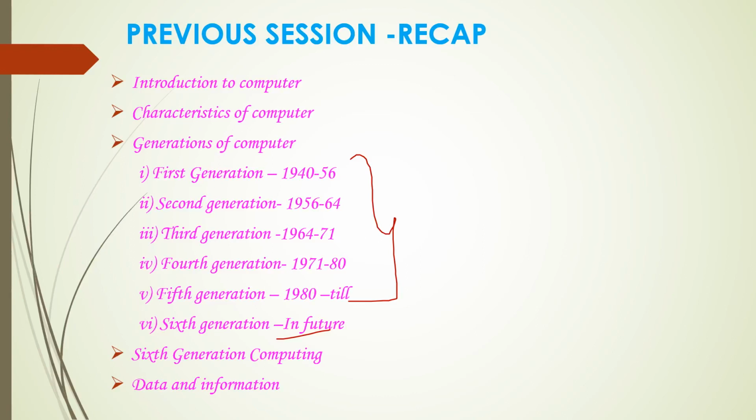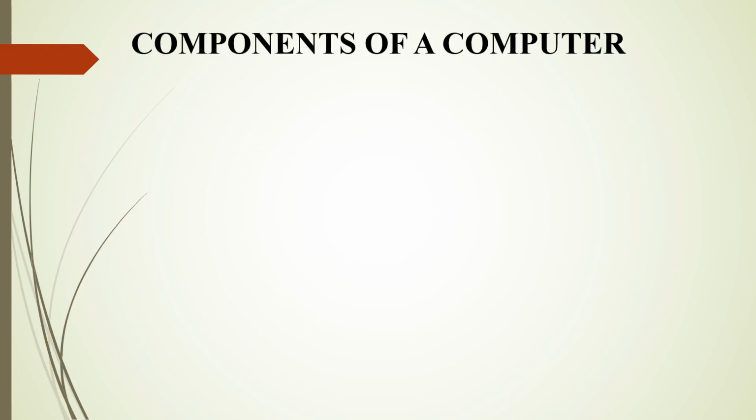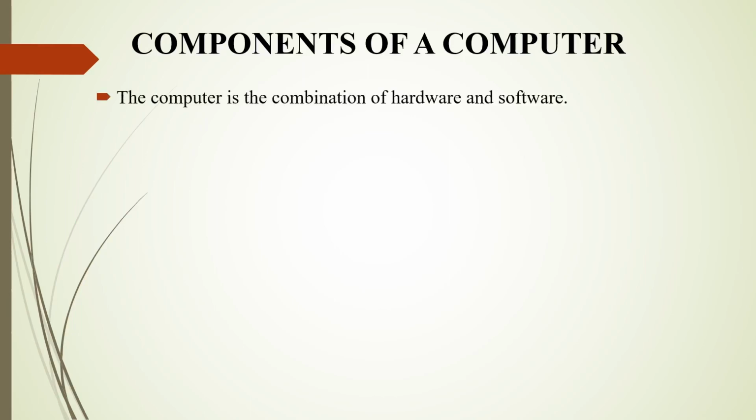Today we are going to discuss a new topic named components of computer. What is this component of computer? Are you ready? Today's topic is components of a computer. Components means otherwise known as parts or internal parts or anything, that is known as components. A computer is a combination of hardware as well as software. What is meant by hardware and what is meant by software?